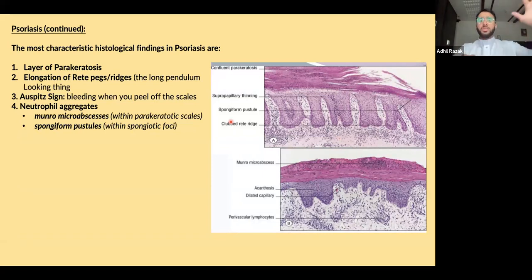It's not like a rush of blood, it's pinpoint bleeding that happens when you peel off the scale. That is Auspitz sign, and it's a positive Auspitz sign in psoriasis. It's very characteristic. And in the histology, you also see, as you mentioned, foci of neutrophils. So in the histology, you see neutrophil aggregates, which are Munro microabscesses, on the top in the parakeratosis scales. Spongiform pustules are pretty much the same thing, which is a neutrophil aggregate, but it is deeper inside. So the spongiform pustules are the ones that are below the layer of keratin.